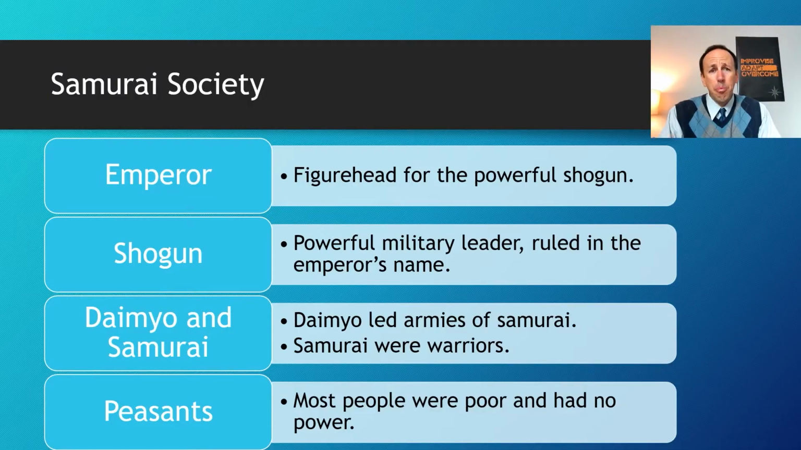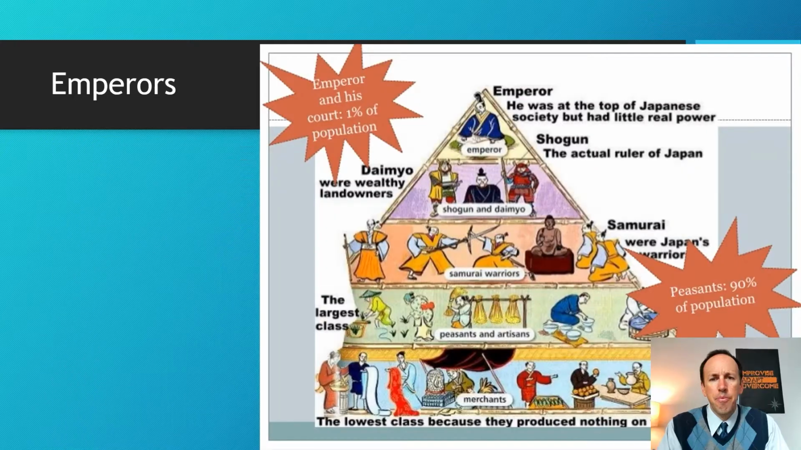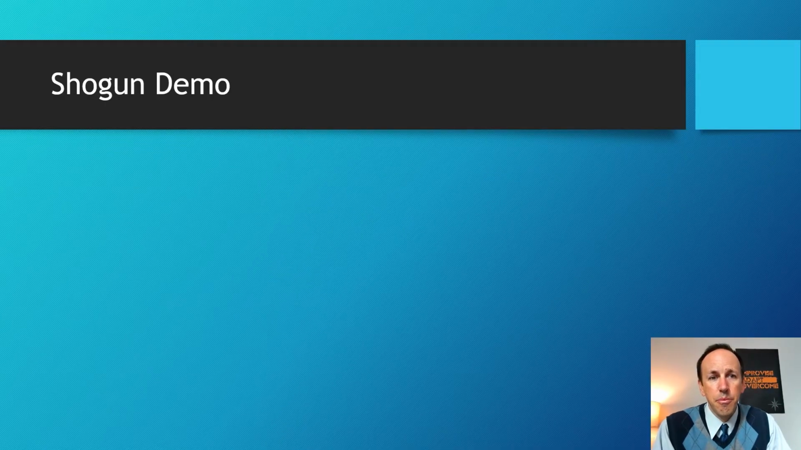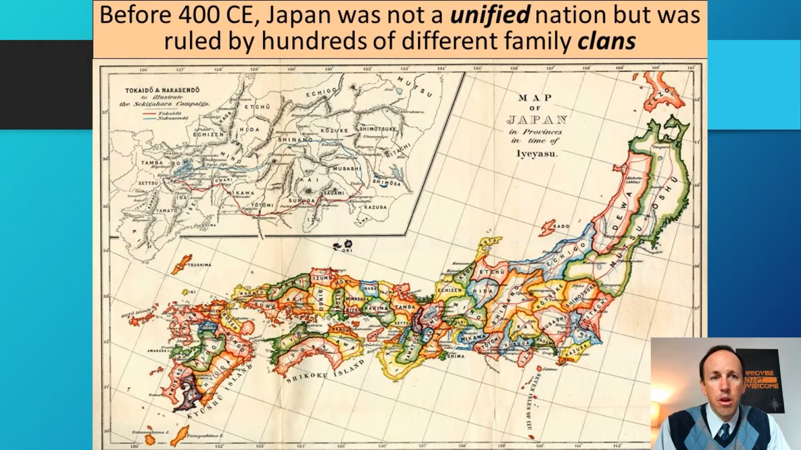All right. So don't forget, in samurai society, the emperor starts off as sort of a figurehead. The shogun is the real leader. And let's look at this also. I think it's interesting on this graph how the merchants are a lower class than the peasants and the artisans. And we can compare and contrast that with other cultures and the way they divide things up. We'll do that later, though. Okay, we saw that already.